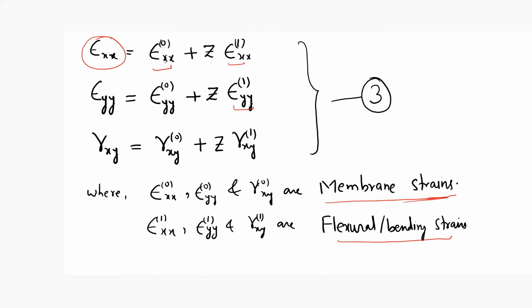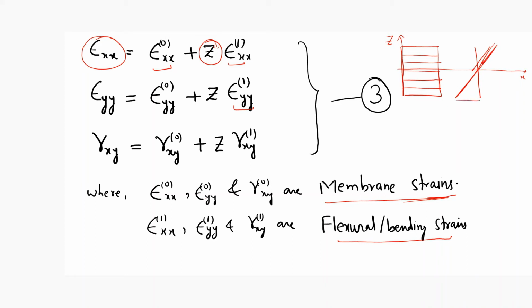This is epsilon naught xx plus z times epsilon xx of 1. So it varies linearly through the thickness. In the thickness direction, the variation of the strain is linear. So if there is any plate, and this is the z direction, what it states is that the values in the z direction would be linear, z to the power 1 only. So a linear variation of the strain would be there, linear strain.